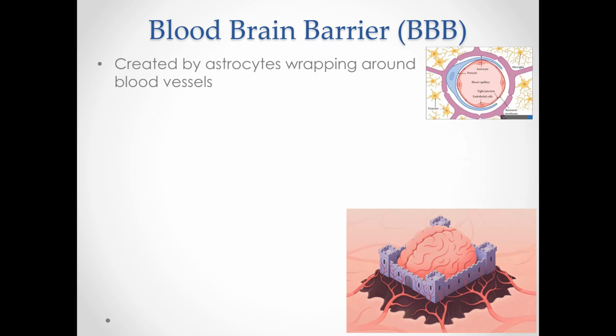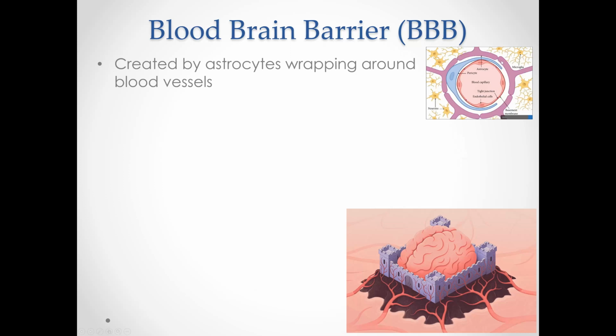So let's revisit the blood-brain barrier. If you remember from chapter 12 when we talked about astrocytes, the blood-brain barrier is created by astrocytes that wrap around blood vessels. So in this image up here, the little red circle in the middle is a blood capillary, and these large purple structures all the way around it are the feet of astrocytes. So astrocytes completely encircle these capillaries.